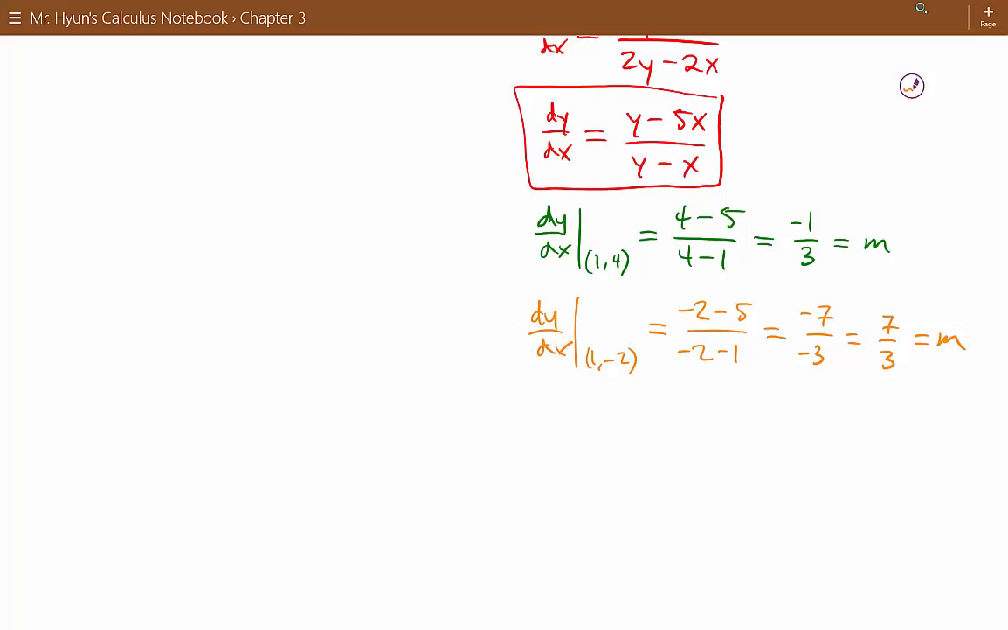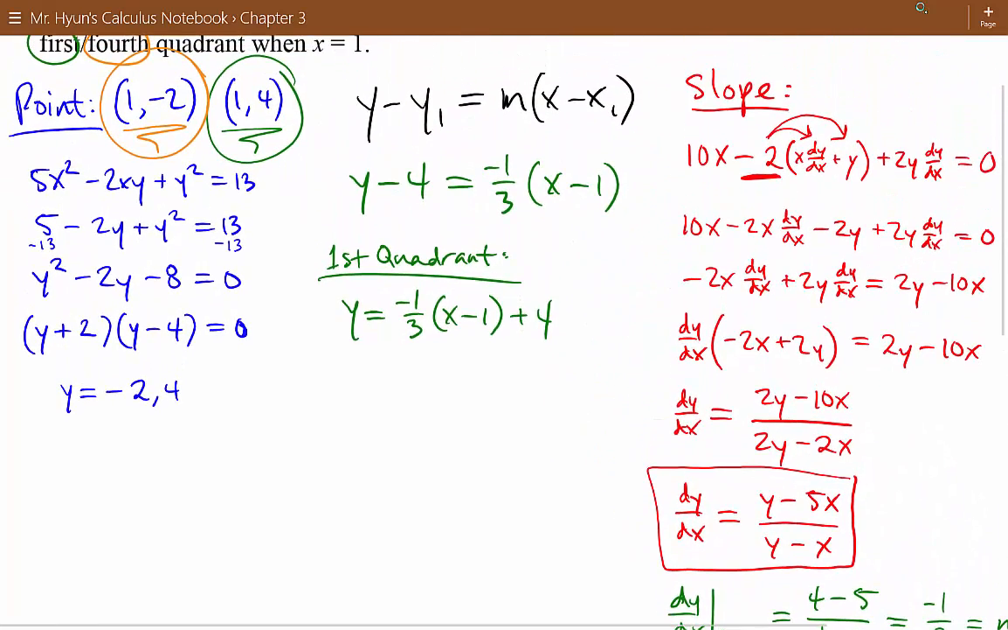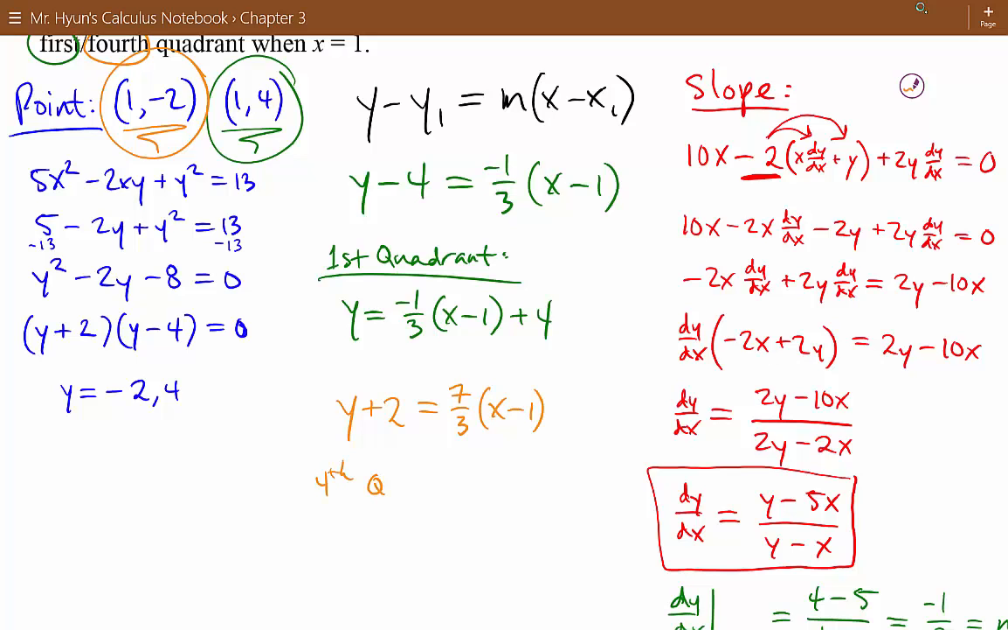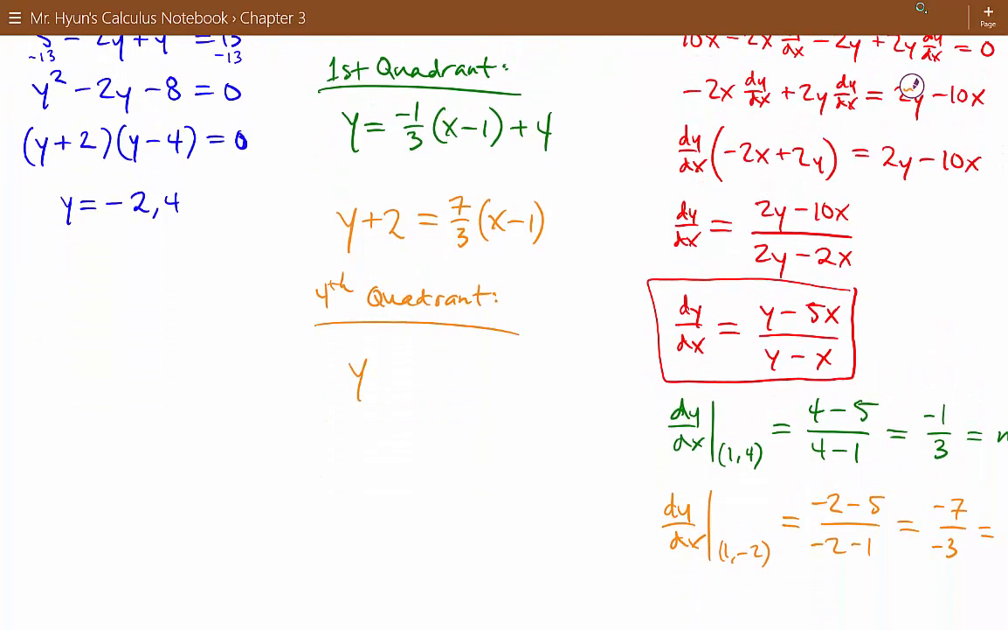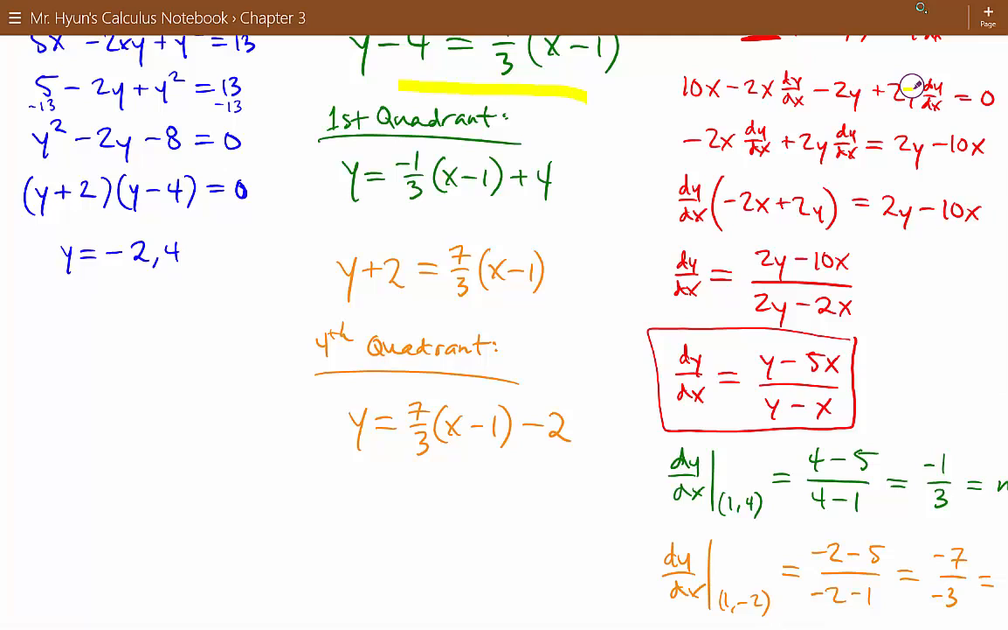So using 7/3 as our slope and using 1, negative 2 as our point, we could take y plus 2 equals 7/3 times x minus 1, which means in the fourth quadrant, our tangent line can be written as y equals 7/3 times x minus 1 minus 2. Our two answers for this question depend on which quadrant you were asked. If you get asked for the first quadrant, our answer is right here. If you get asked for the fourth quadrant, our answer is here. Make sure you take a look at what the problem asks for and solve accordingly.